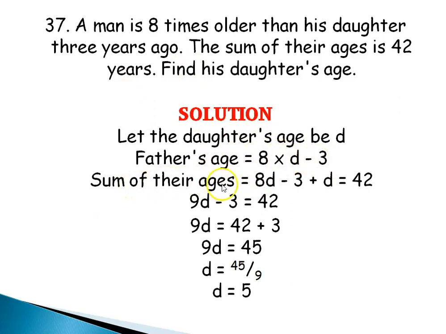So they are now telling us that the sum of their ages, that is 8D minus 3, the father's age, plus D, which is the daughter's age, will give us 42. 8D plus D is 9D, minus 3 is equal to 42. And then I'll bring my minus 3 to this side. It becomes plus 3. 9D is 42 plus 3. 9D is 45. Okay, so divide both sides by 9. 9D divided by 9 is D. 45 divided by 9 is 5. So the daughter's age is 5. Is that taken? Very good.